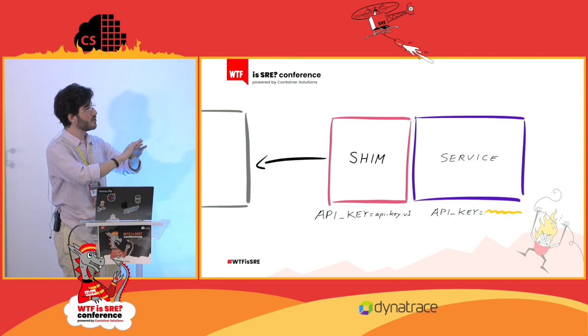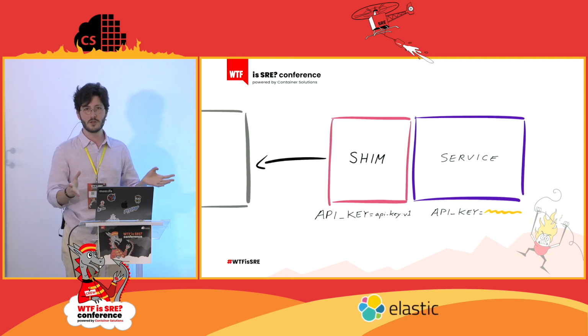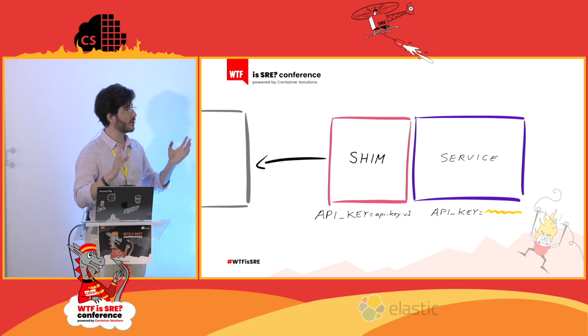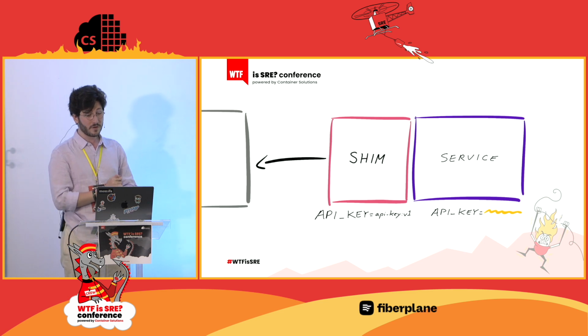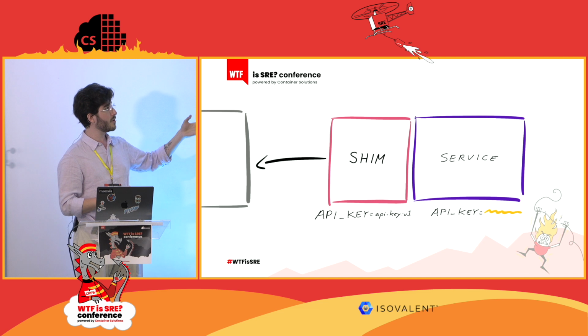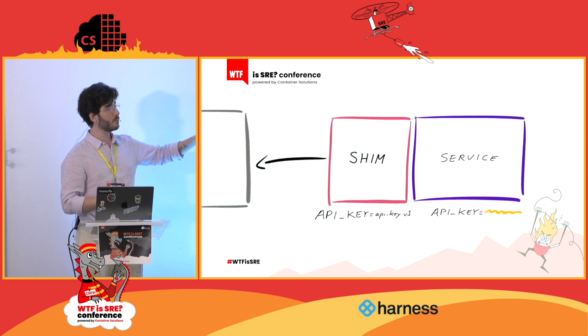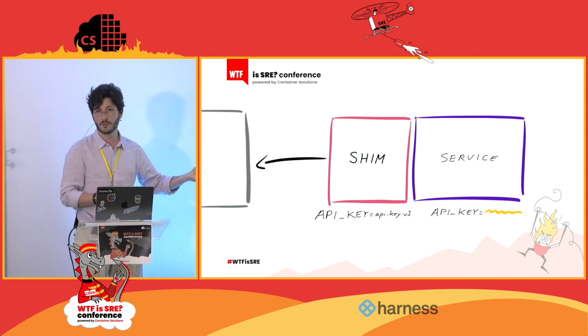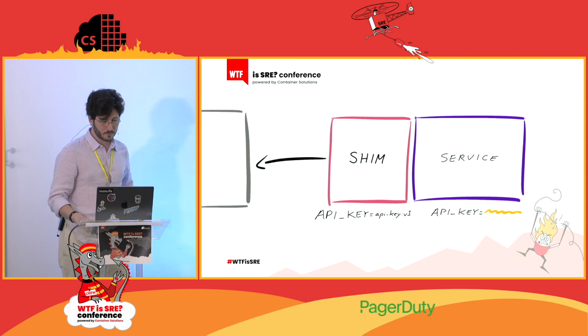So your service doesn't even know there's a shim, doesn't even know there's a secret manager. It just reads in its environment variable and finds an API key. So this is a very good abstraction, actually. And if we change secret manager, you just need to adapt your shim. You don't need to change anything on your service's side. So this is a good abstraction.